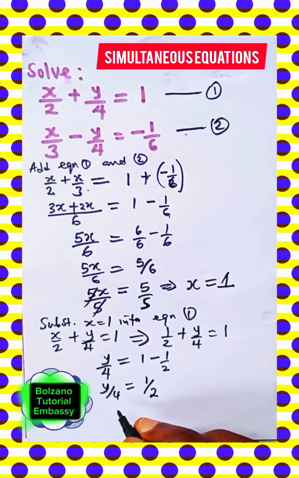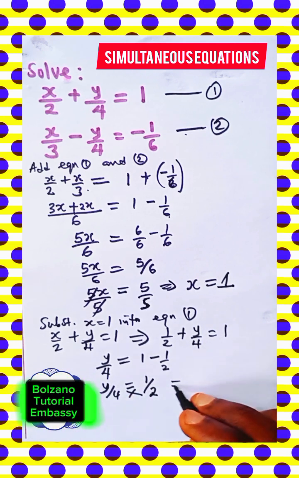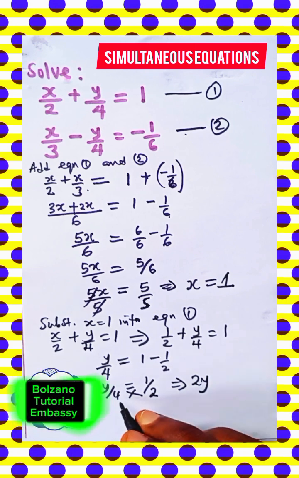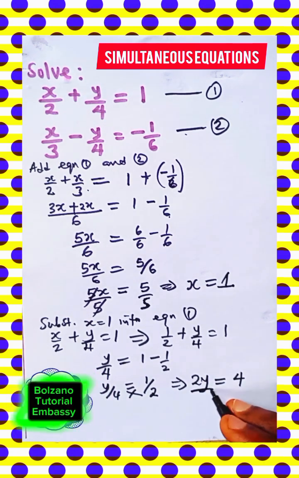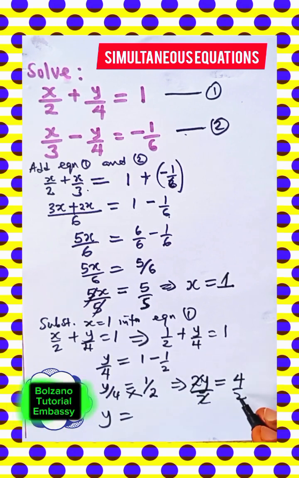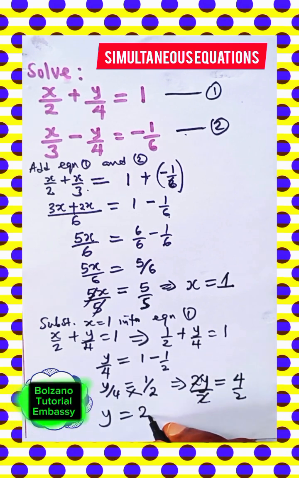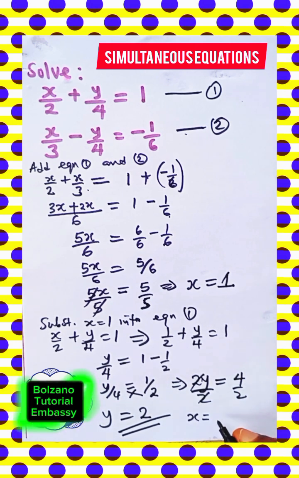So if we cross multiply, 2 times y will give us 2y, 4 times 1 is equal to 4. Next, divide both sides by 2, so that our y is equal to 4 divided by 2, which is equal to 2. And now we can say that our x is 1, while our y is equal to 2.